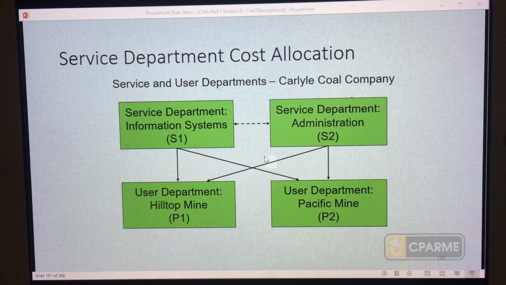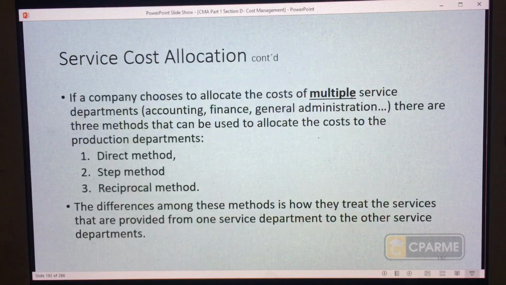So if a company chooses to allocate the costs of multiple service departments, like for example your accounting, finance, general, HR, there are three methods. You have the direct, the step, and the reciprocal. The difference is how they treat the services provided from one service department to the other. So let's see how they differ from one another.